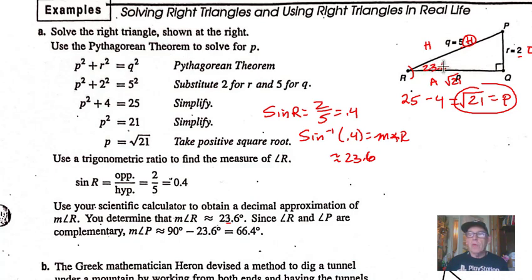This other angle P has to be complementary. Since all of these have to add up to 180 degrees, we've got a 90 already at the right angle. 90 from 180 leaves 90 degrees left for these two. They're complementary. If I do 90 take away 23.6, we get 66.4. And we would consider this triangle completely solved because we have all the angle measures and we have all the side measures.